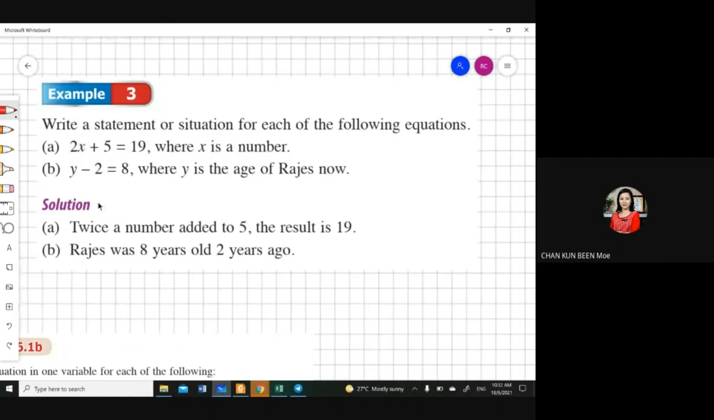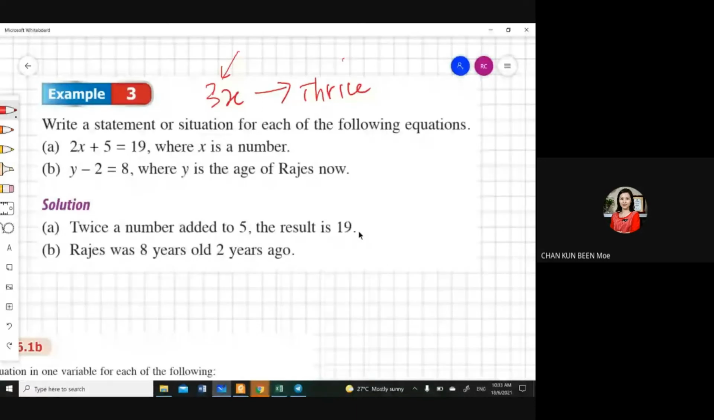If it is 3x, how do you call it? Again, I heard somebody said it right. Thrice. Yes, very good. It is thrice because it's 3 times the number. Okay, so you can see plus 5 over here. You are going to use the sentence added to 5. Okay, added to 5. The result is 19. Okay, so equal to 19. You also can say it's equal to 19. Twice the number added to 5 equal to 19 also can. Or the total is 19 also can.